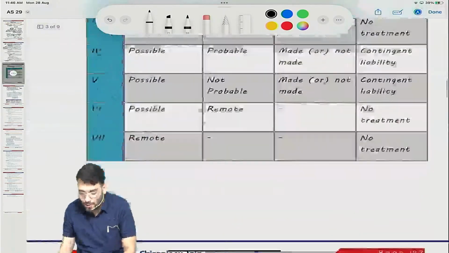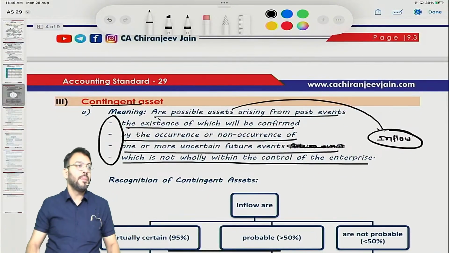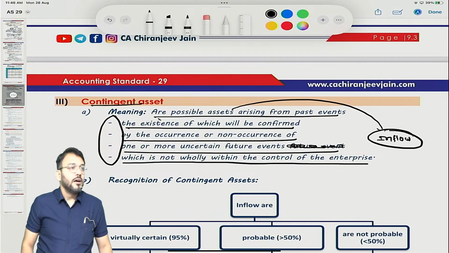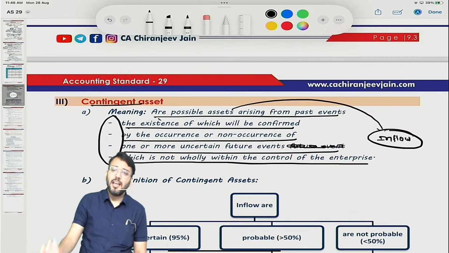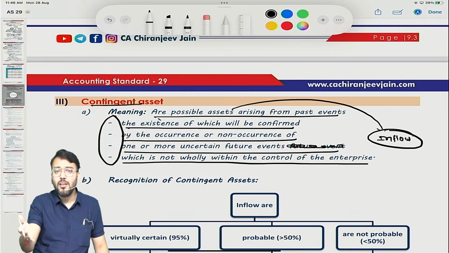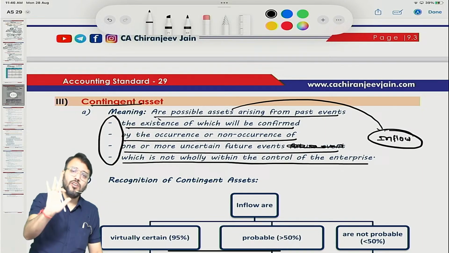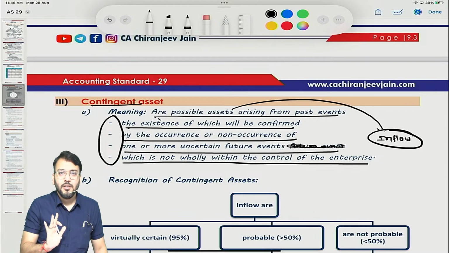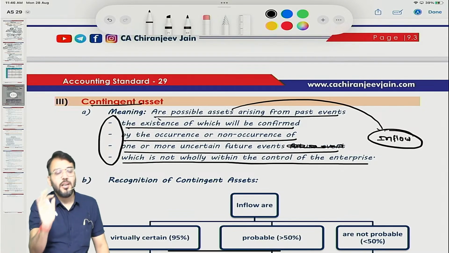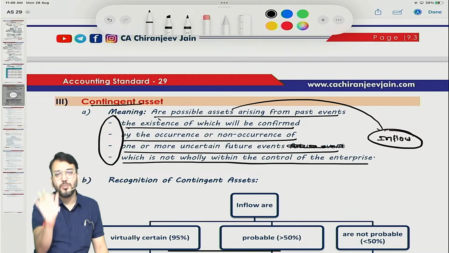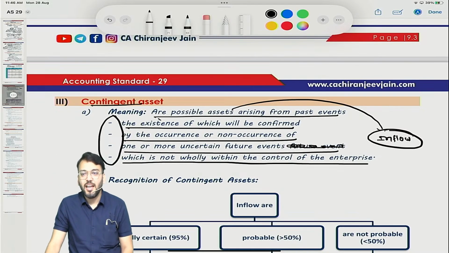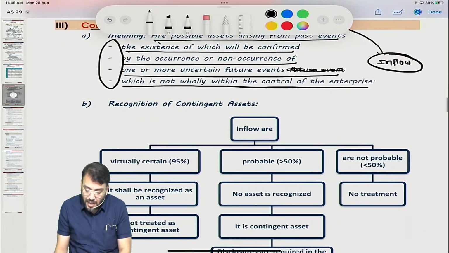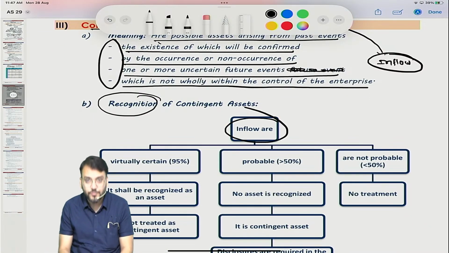Here also, if you have understood it is a possible asset, that will be what? A contingent asset. However, there is no term 'present asset'. In liability they have said present obligation and possible obligation; here they said only possible asset. There are two terms: asset or possible asset. All possible assets are contingent assets. One thing is clear: the recognition will be based on inflow.